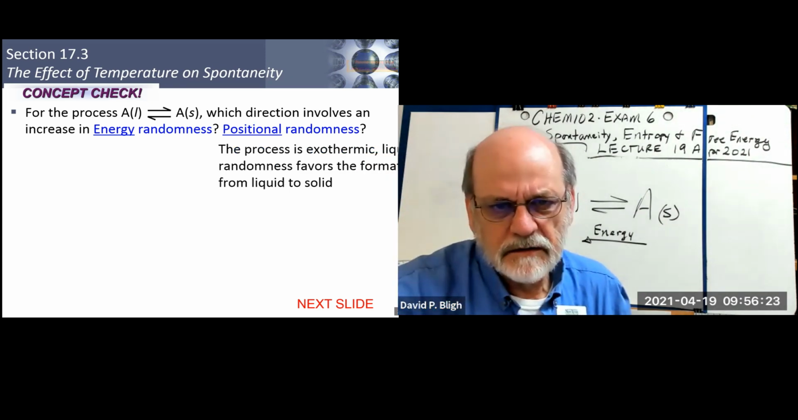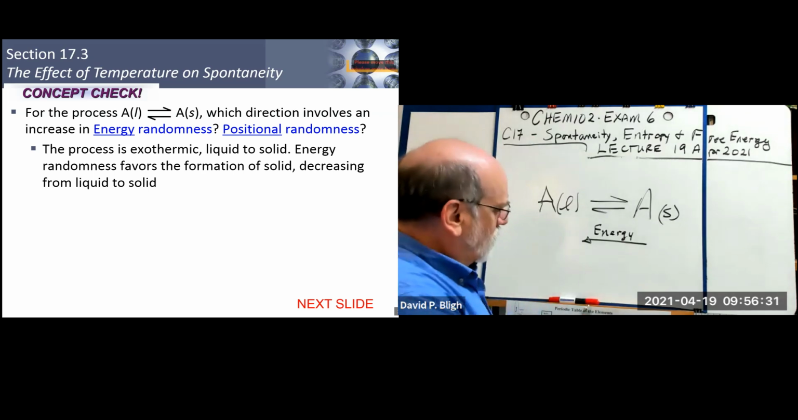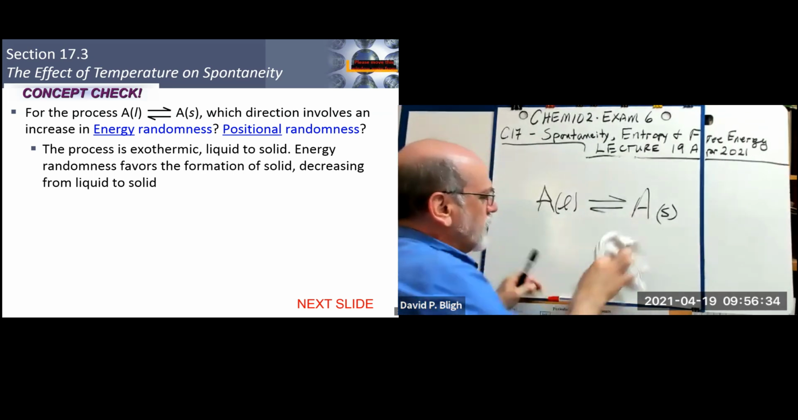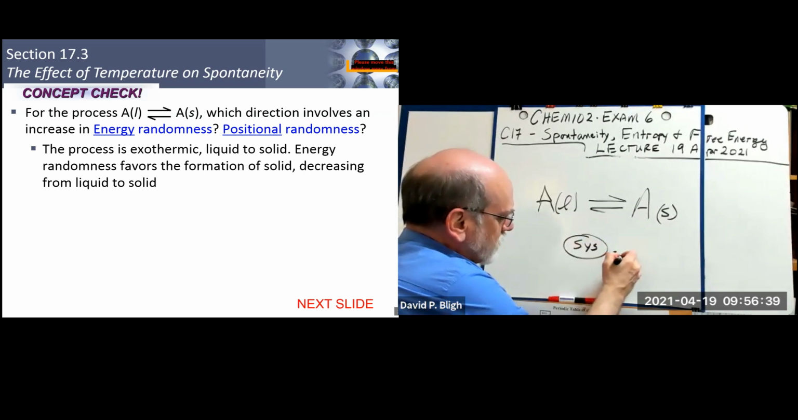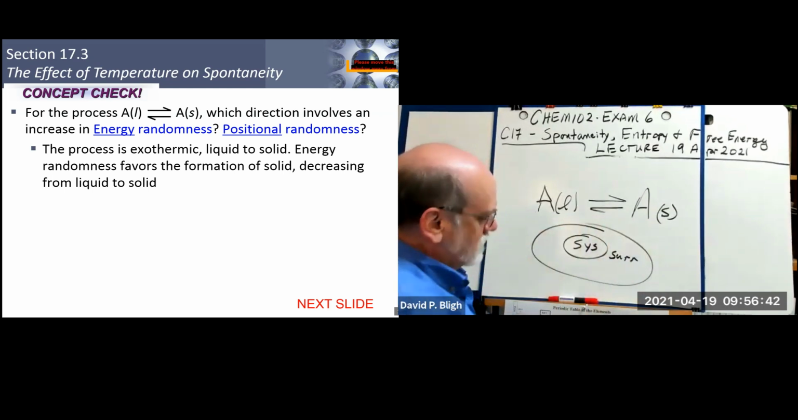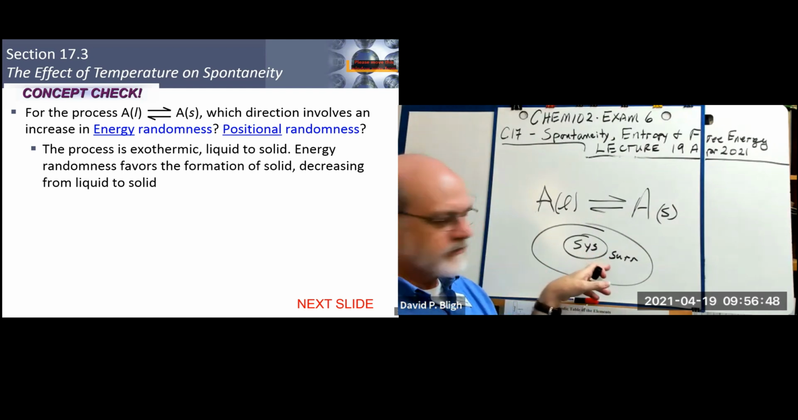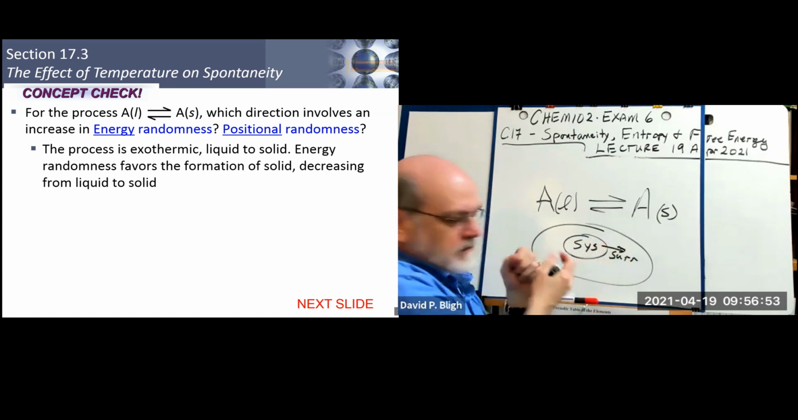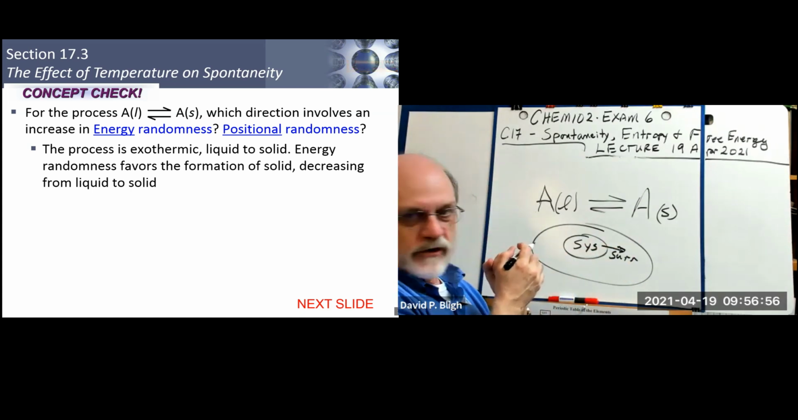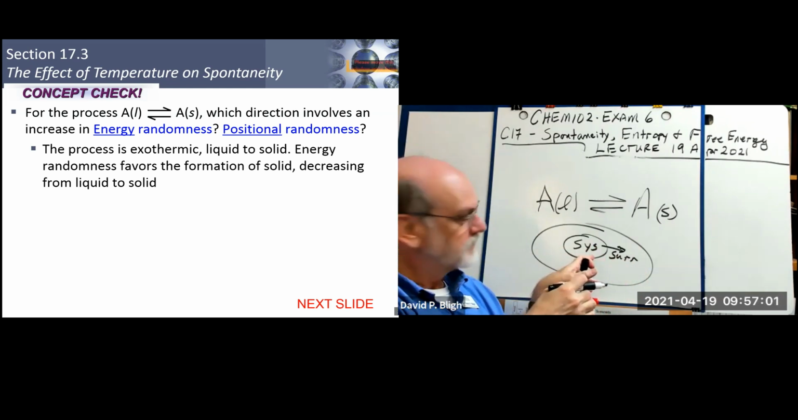Well, wait a minute. Actually, we're talking about system and surroundings. So which way increases the randomness of the surroundings? Right? It would be the exothermic process. Exothermic energy transfer implies stability for the system, right?